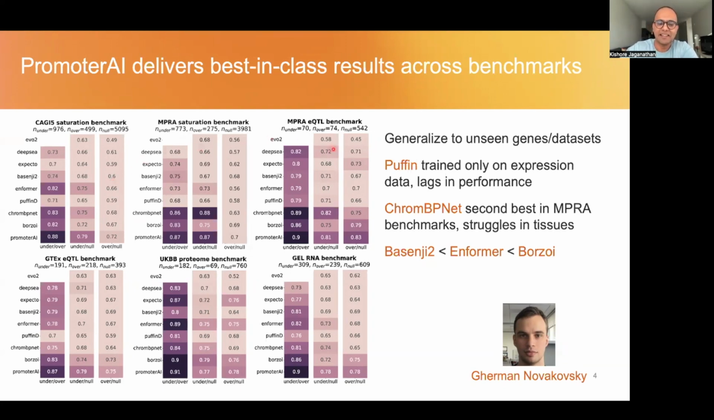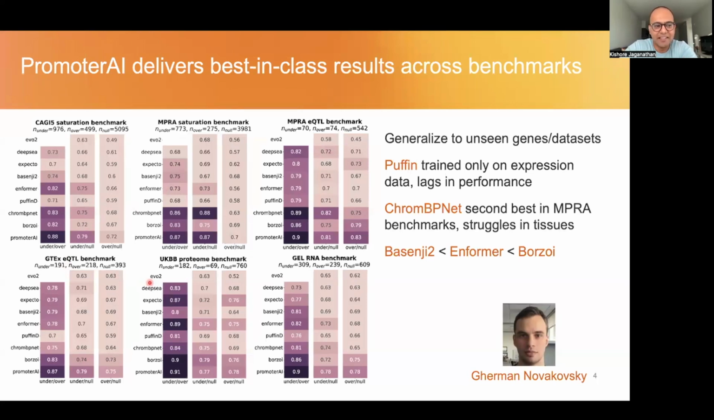And two others are MPRA benchmarks from Siraj et al., where they have a lot more promoters, about 50 of them, where these promoters harbor either eQTL variants or non-GWAS hits. For all of them, again, for each of these variants, the score already comes from MPRA, and we discretize the score into an under, over, or null, and ask the model to predict them. The bottom row is where we had to do more work.